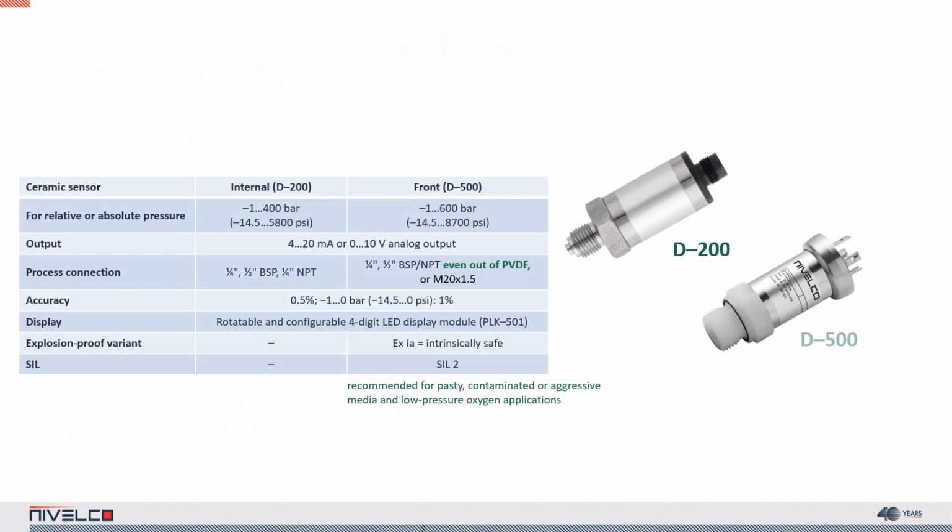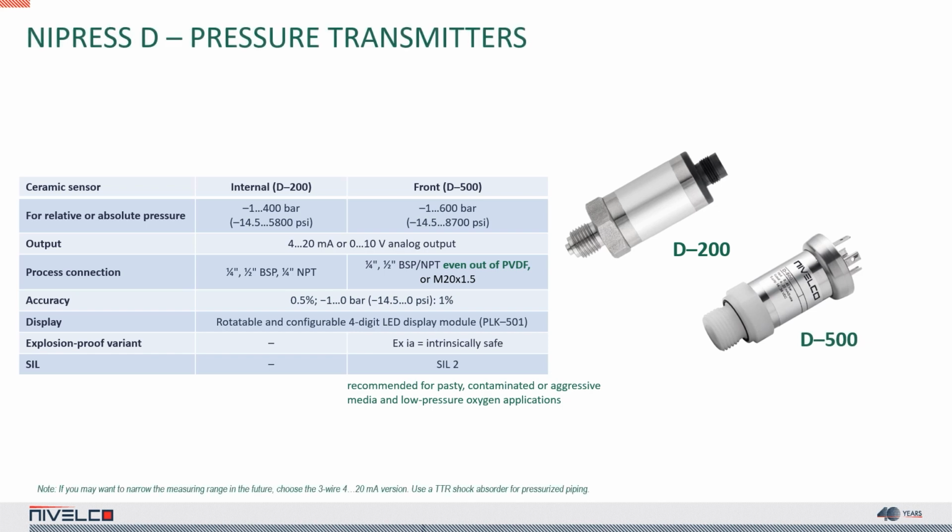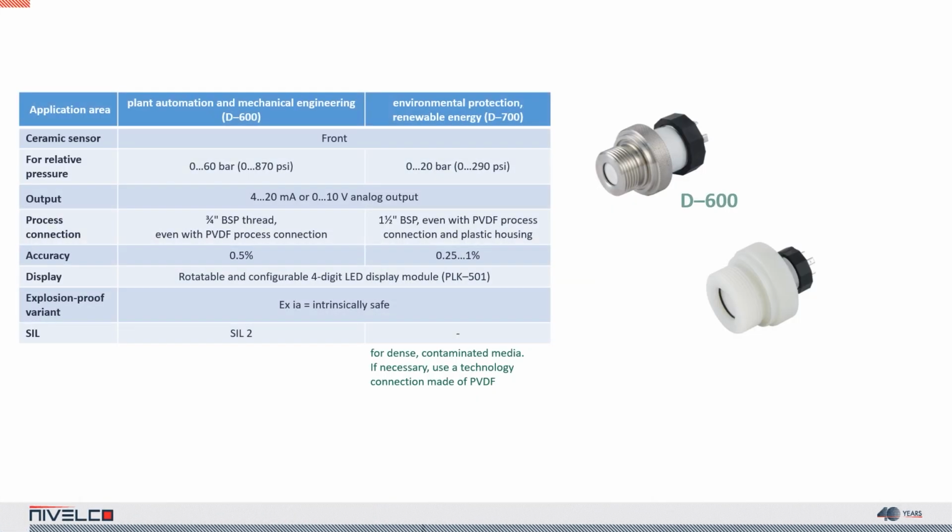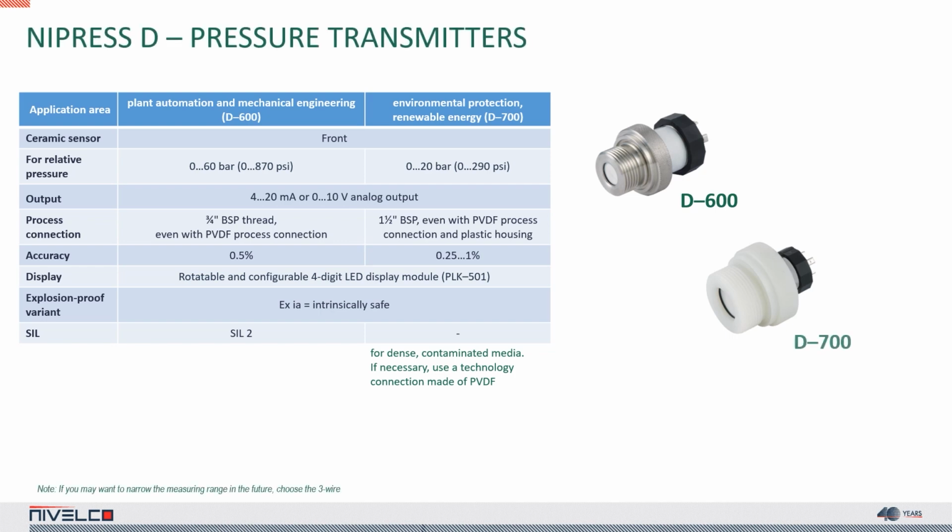The D200 is a light-duty device that has a ceramic sensor. Using it with mediums like pressurized water requires a TTR shock absorber, as the water hammer effect may crack the membrane. If a front membrane is required in corrosive media, select the PVDF process connection. The D600 and 700 are variants of the D800 pressure transmitter with a ceramic sensor. Use the D600 for simple level measurement tasks and the 700 for highly corrosive media.